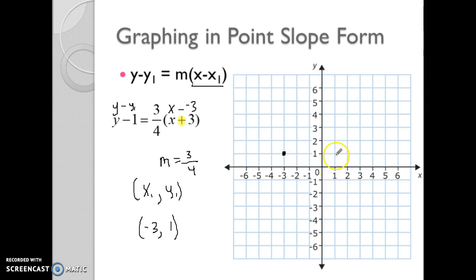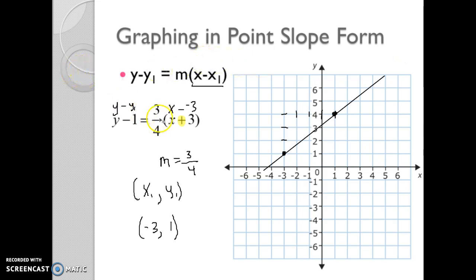Here's that point on our graph. And then since we know our slope is 3/4, we can count on our graph a rise of 3. So 1, 2, 3. And a run of 4. 1, 2, 3, 4. Getting our second point here. And then you can connect those two. There is the line that goes through those 2 points.